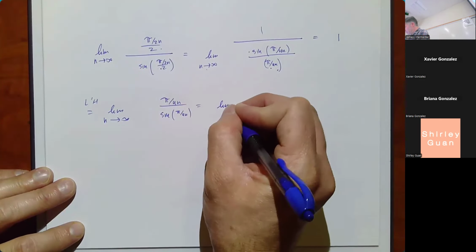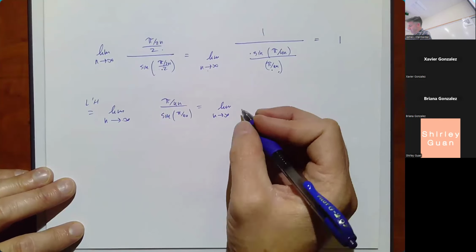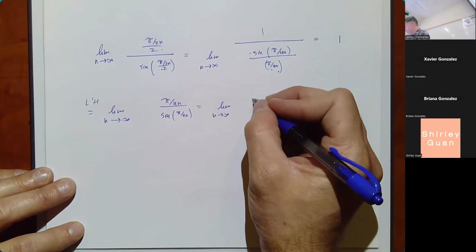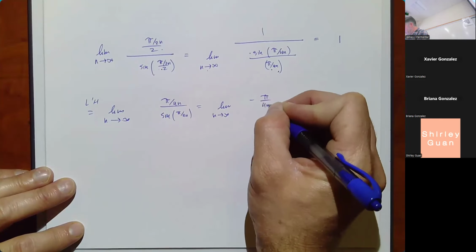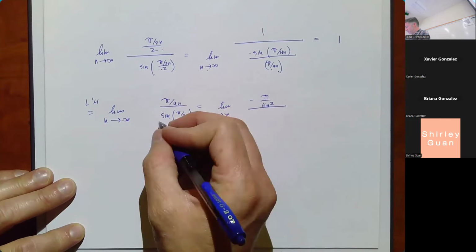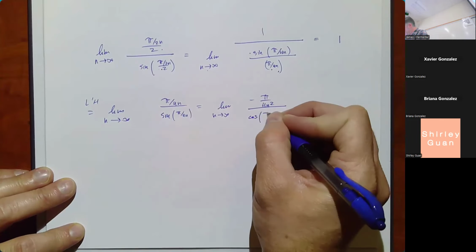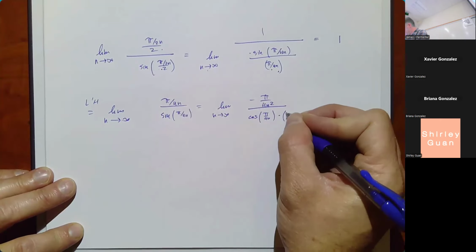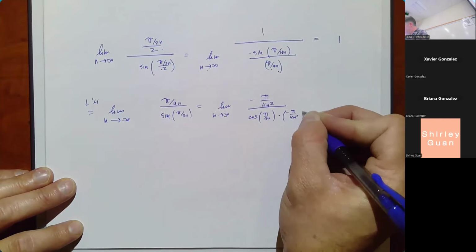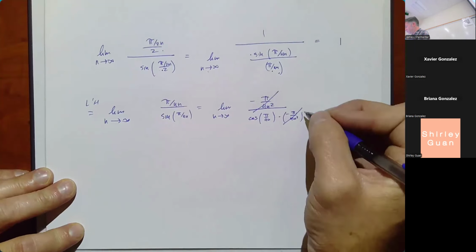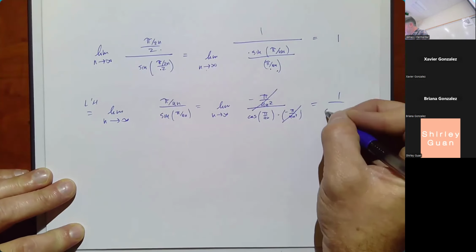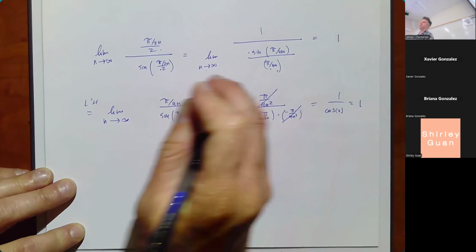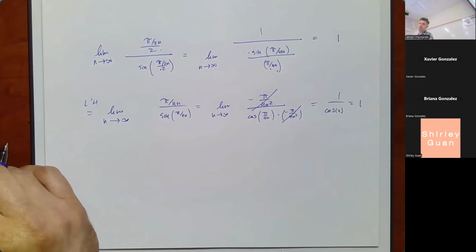And you get the limit as n goes to infinity of pi over 4 times n to the negative 1, which is going to be negative pi over 4n squared. I don't really care though, because the derivative of sine of some stuff is cosine of the same stuff times the derivative, pi over 4n, which is again negative pi over 4n squared. Those cancel and you get 1 over cosine of 0, which is 1. So you can do it that way too if you wanted to. It's kind of awful.